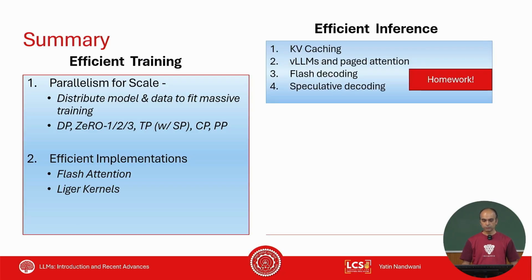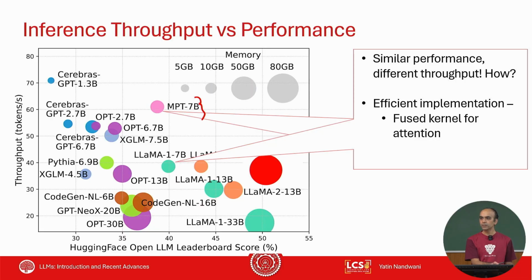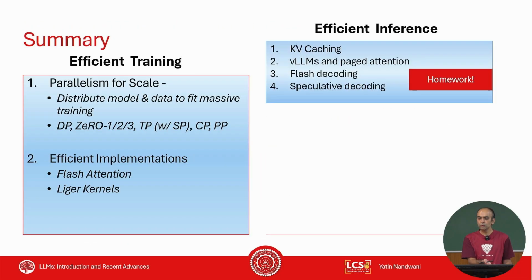Then this graph is about throughput, which means inference. So we need to do inference efficiently, and we looked at standard techniques for efficient inference, starting with KV caching and vLLM, which is a quite popular LLM serving inference engine. Then we left flash decoding and speculative decoding for homework.